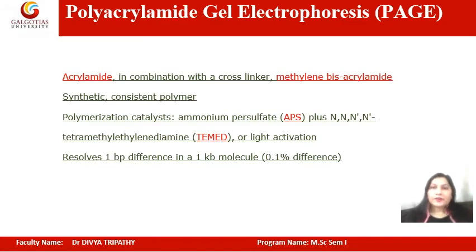Now another type of gel electrophoresis is PAGE, and the full form of PAGE is polyacrylamide gel electrophoresis. You know, acrylamide is combined with a cross-linker, methylene bis-acrylamide. This is a synthetic polymer, and it is used with polymerization catalysts named ammonium persulfate plus tetramethylethylenediamine, in short known as TEMED, or light activation. It can resolve a 1 bp difference in a 1 kb molecule, and the percentage difference is 0.1.